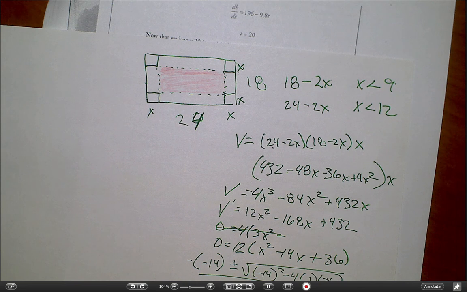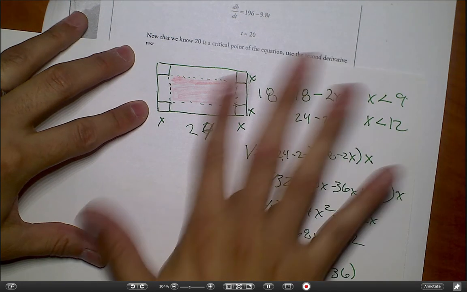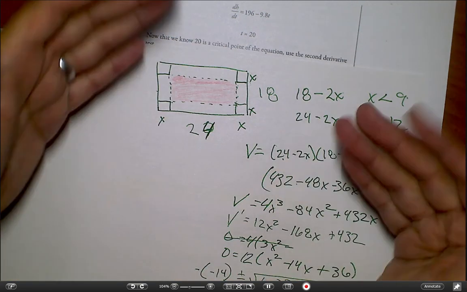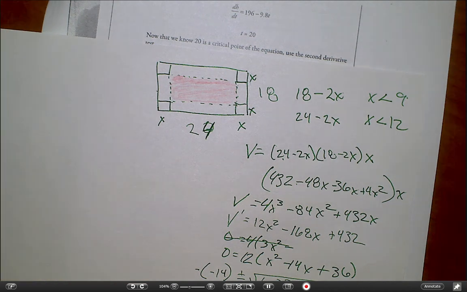You said plug it in, right? So plug it in, that would work, because I'm trying to figure out which one's going to be the maximum value. Okay, now, in that case, I would actually end up with a negative here. So I would actually look and see, that would eliminate one of my answers, right? What else could I have done?